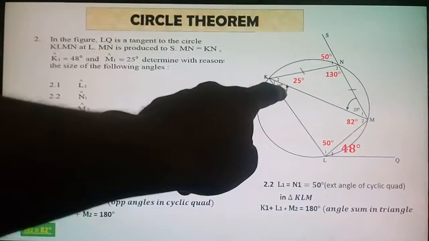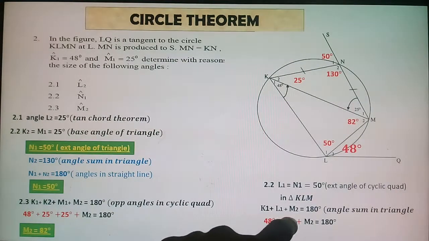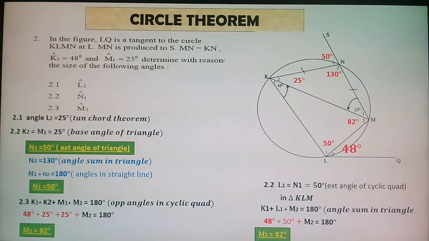Then we know my K1, substitute your K1 there. I know my L1, substitute your L1 equal to 50. Then solve for M2 equal to what? M2 equal to 82 degrees. Wow, how nice is mathematics. Just do it.